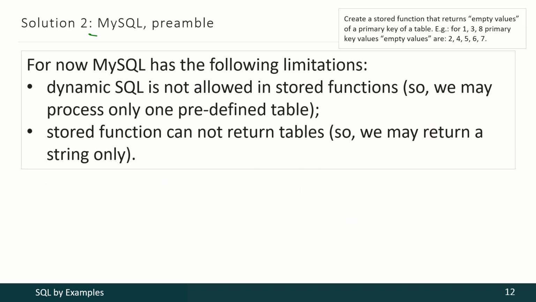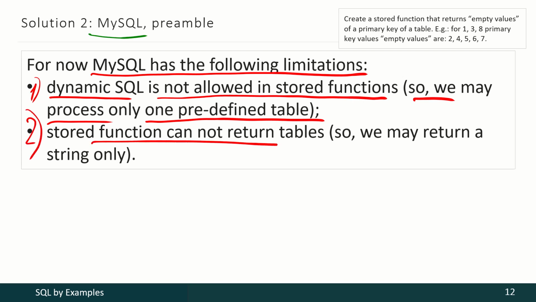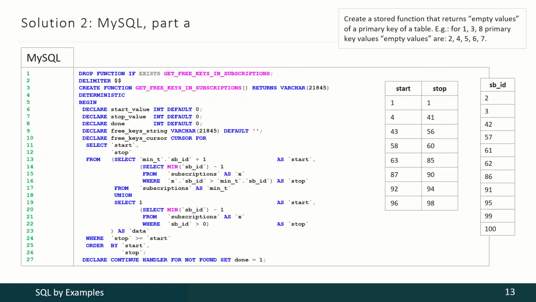Before we start reviewing the solution for MySQL, we have to emphasize that this DBMS has two limitations. The first limitation is that dynamic SQL is not allowed in this DBMS in stored functions. That's why we may process only one predefined table. And the second limitation is that MySQL does not allow to return tables from stored functions. That's why we may return only strings here. Now let's look at the solution.